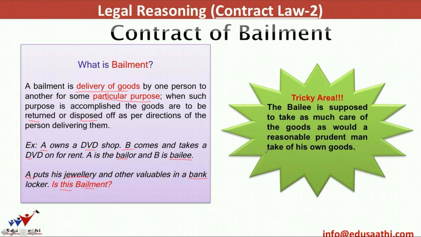So the tricky area involved in here is the bailee is supposed to take as much care of the goods as would a reasonable and prudent man take of his own goods. It is not that the bailee can take a defense that he took care of goods as he would take care of his own goods. But the point of view which will be used here is how a reasonable man would have taken care of his own goods. So the point of view of bailee is not used, but a reasonable man would be used to determine whether the reasonable care was taken or not.